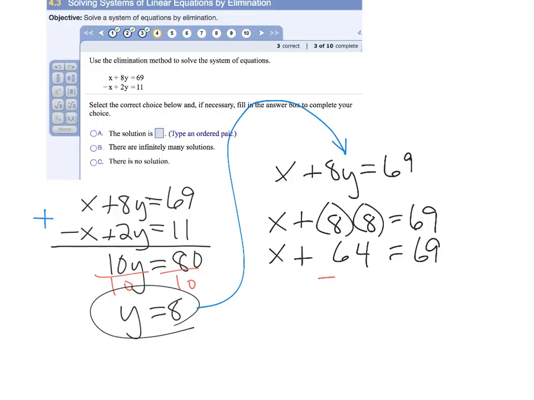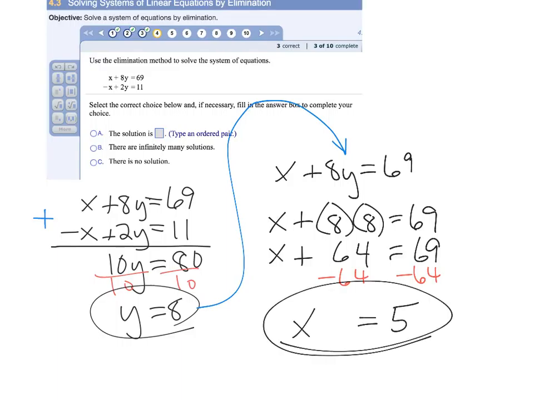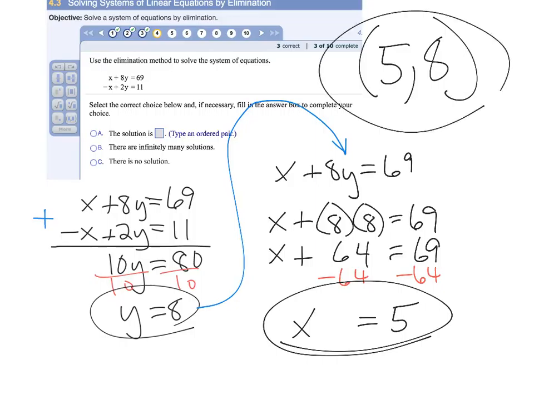Then I'm going to subtract 64 from both sides, and that gives me x is equal to 5. And there is our intersection. We see that these two lines intersect at (5, 8). And again, use Desmos, because it would have been much quicker than doing all of this algebra.